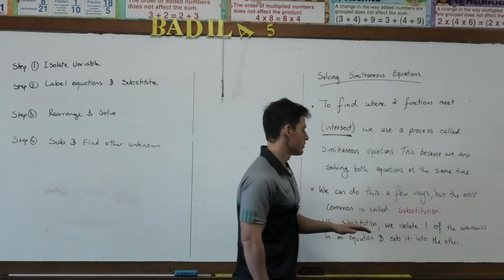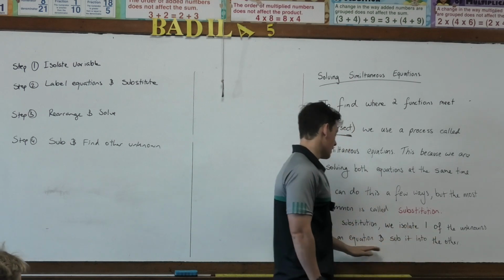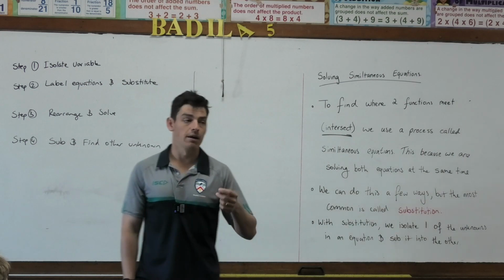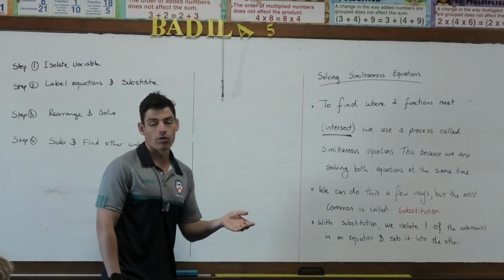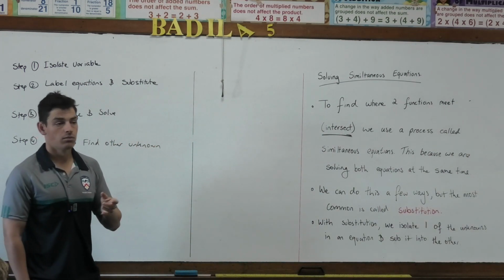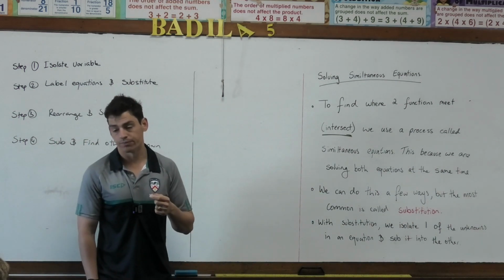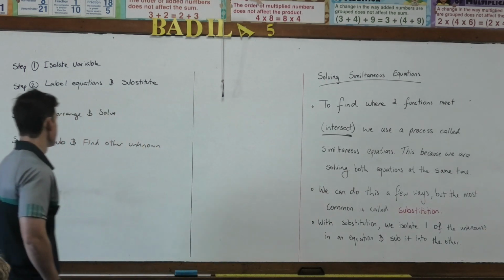It's called substitution because we isolate a variable and then we substitute it in for the other one. So we start with two variables and we remove one by getting one variable by itself and then replacing it in the other equation. So I'll give us a process and an example to work with.